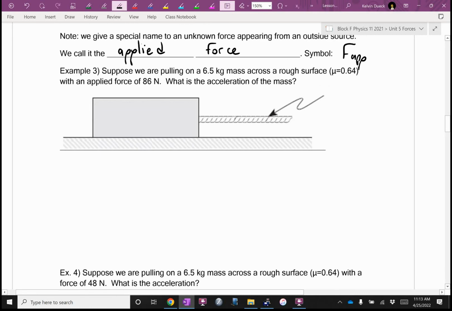Example 3. Suppose we are pulling on a 6.5 kilogram mass across a rough surface with an applied force of 86 newtons. What's the acceleration of the mass? Ooh, Eric, what's this want me to find? Do you see a VI, a VF, or a T, or a D here?